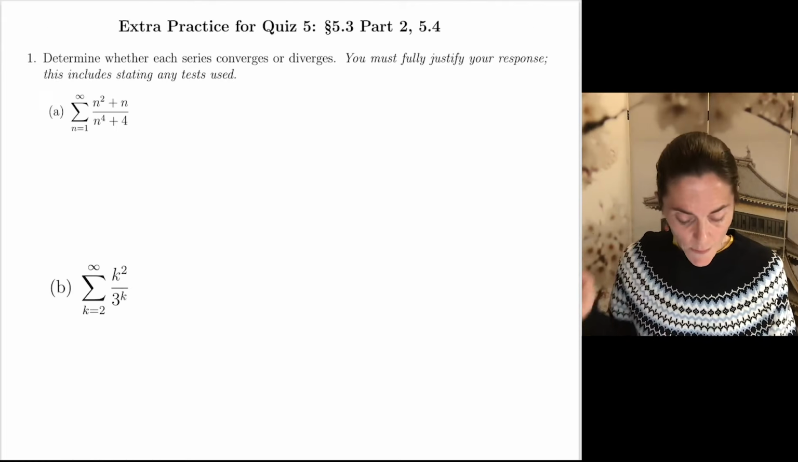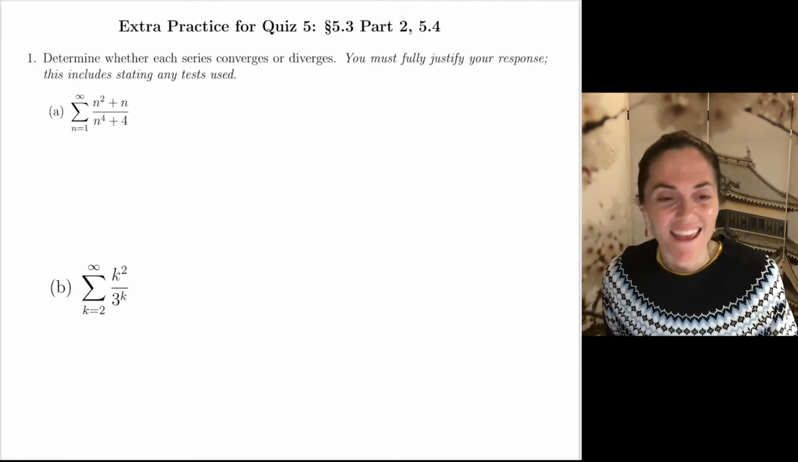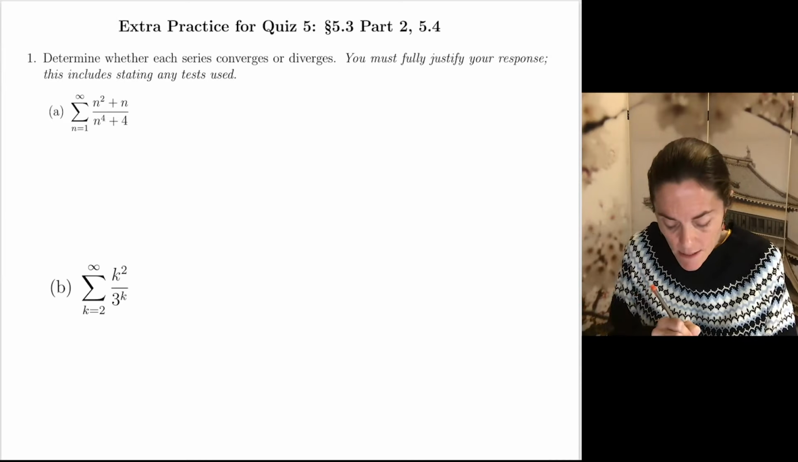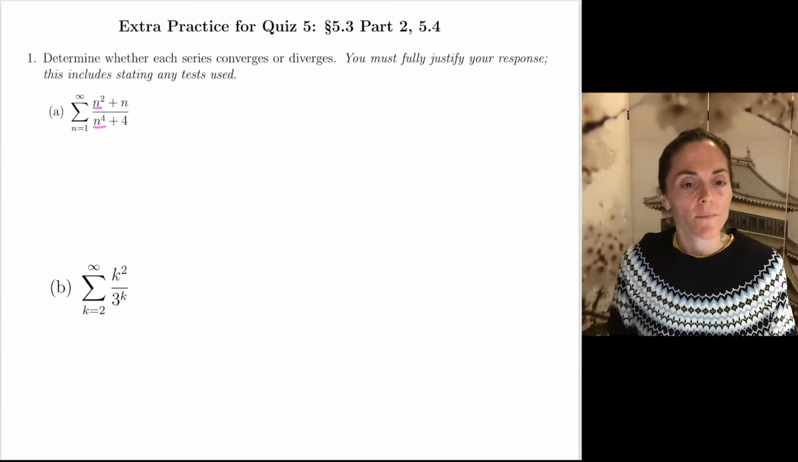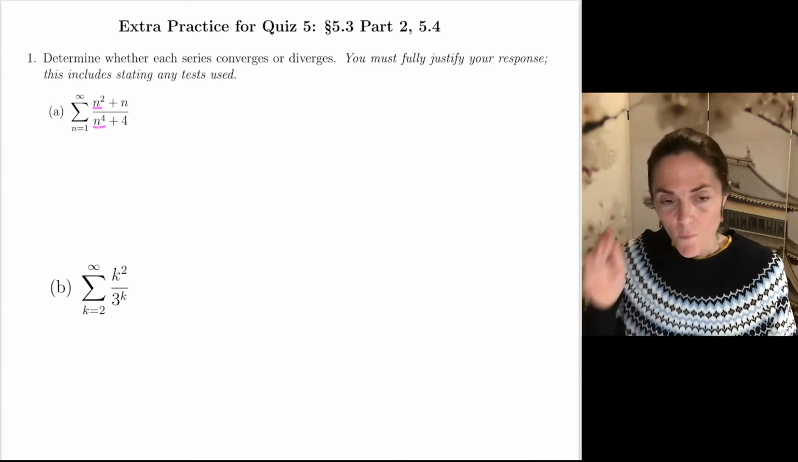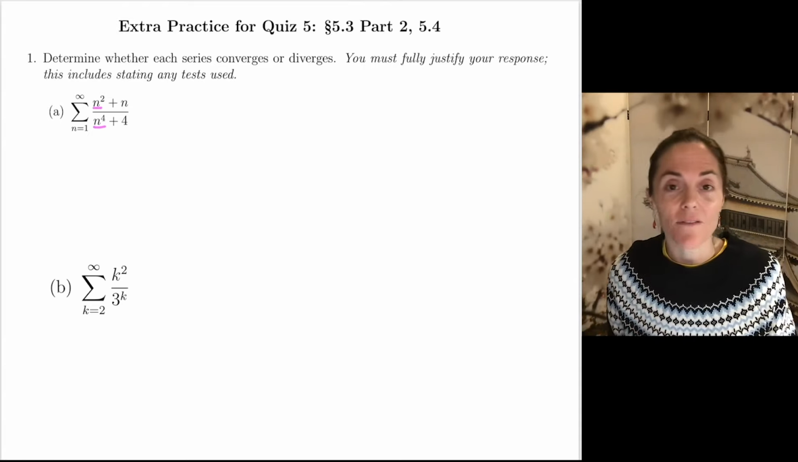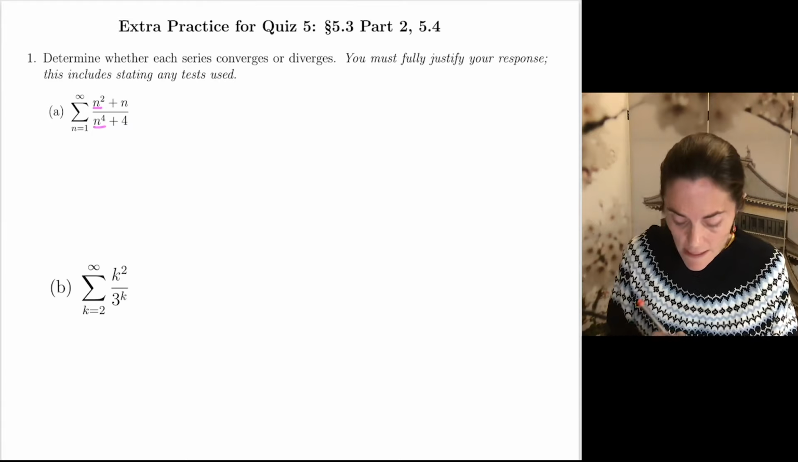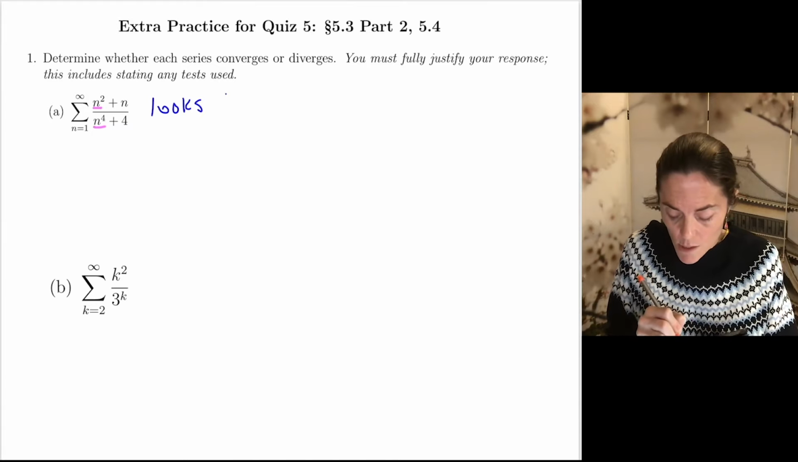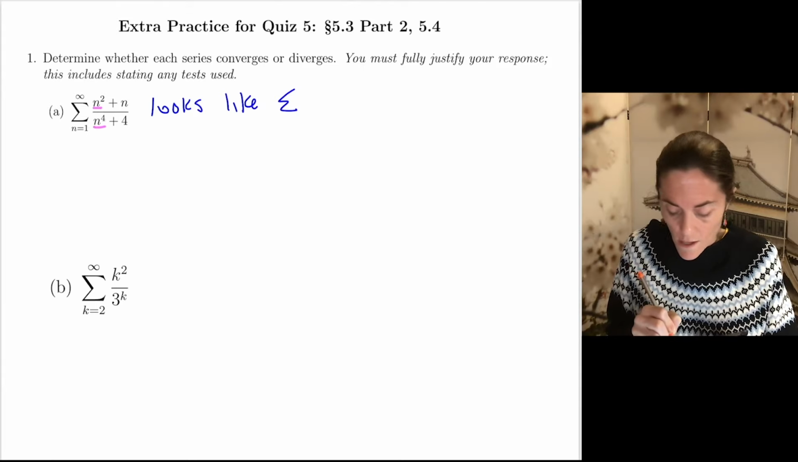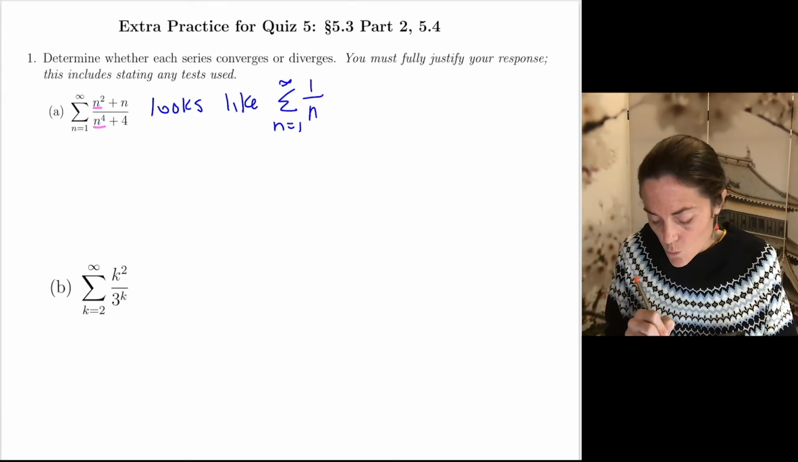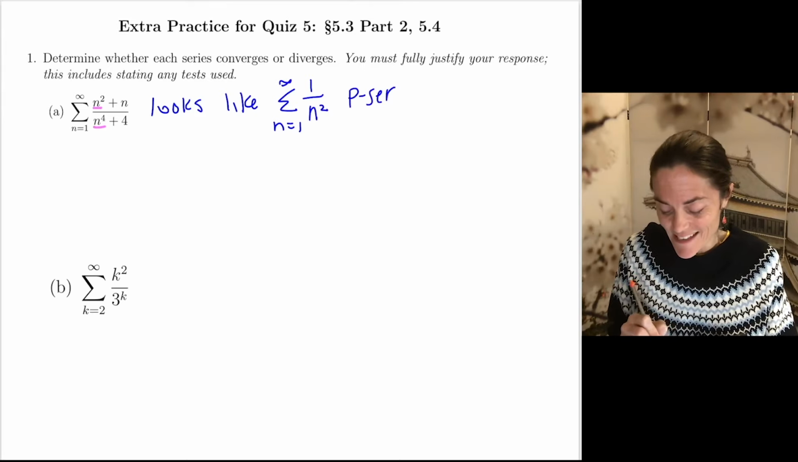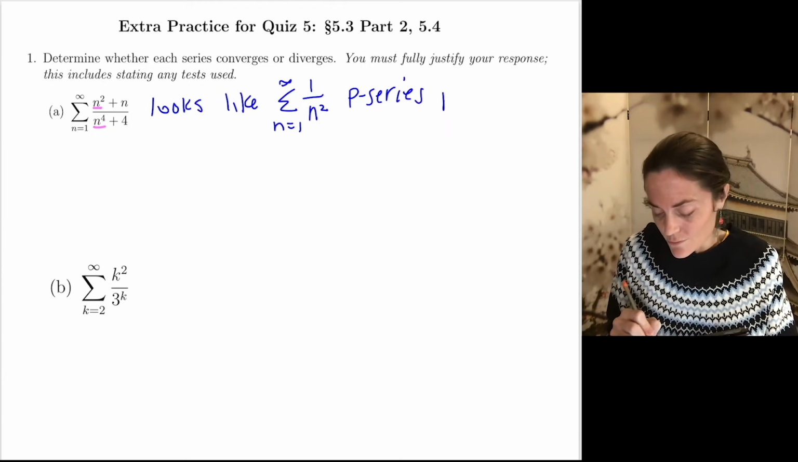Well, let us begin the quiz extra practice. 1A, if I look at the terms, I see n squared in the numerator, n to the fourth in the denominator. The terms are going to zero. But also that thought process of thinking about what dominates numerator and denominator can help me figure out how to attack this series, because this looks like a P series. So this looks like the following. It goes from one to infinity, it would be n squared over n to the fourth, which is one over n squared. This is a P series where P is two, bigger than one, converges.